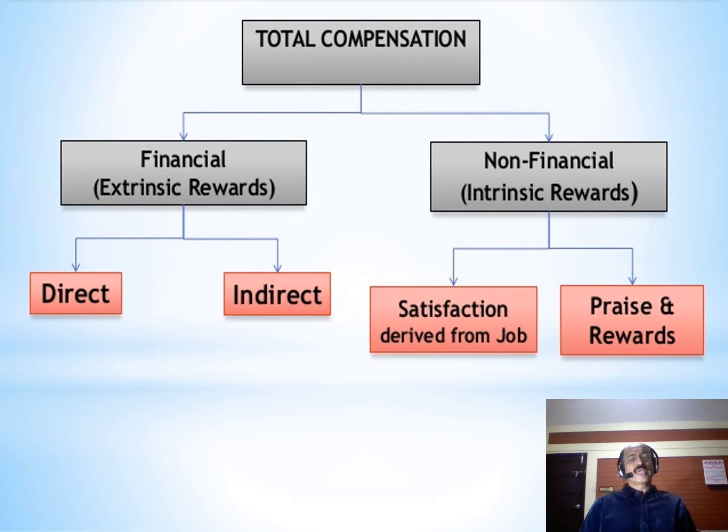Now, financial are basically extrinsic. Extrinsic means which is visible from outside, and intrinsic means that the person should feel inside, inward. That is the reason it is called intrinsic. So, extrinsic rewards are there, intrinsic rewards are there. And in extrinsic rewards, there are direct and indirect. So one will directly give you when you work, and indirect is something which is supporting you. I'll come to that in detail when we go through different types of compensation.